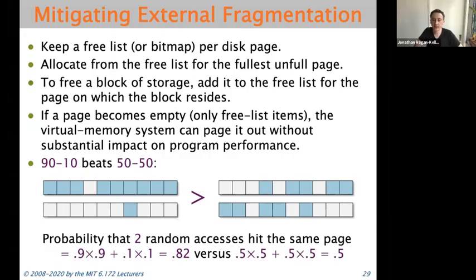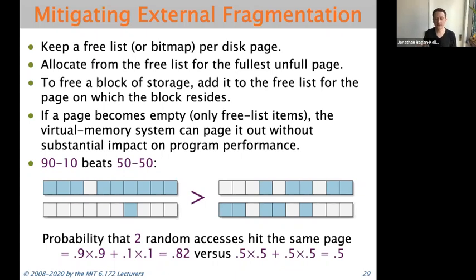And then instead of just allocating from anywhere, we always allocate from the fullest unfull page. And the idea here is that we want to bias the system towards packing fewer pages as full as possible to improve spatial locality by packing the used blocks closer together, which reduces the effect of this external fragmentation.